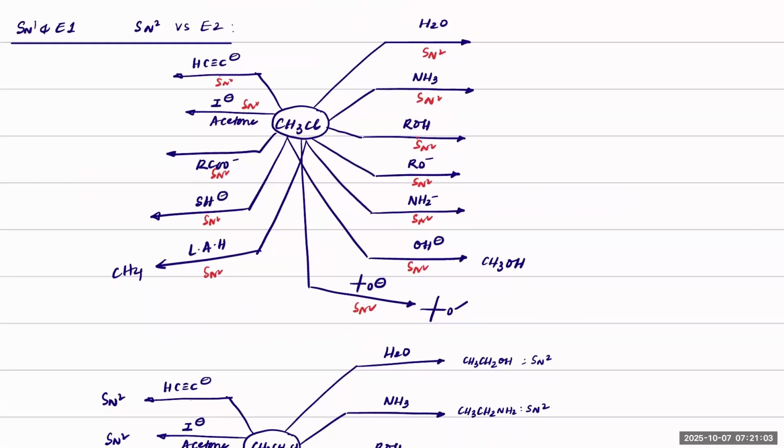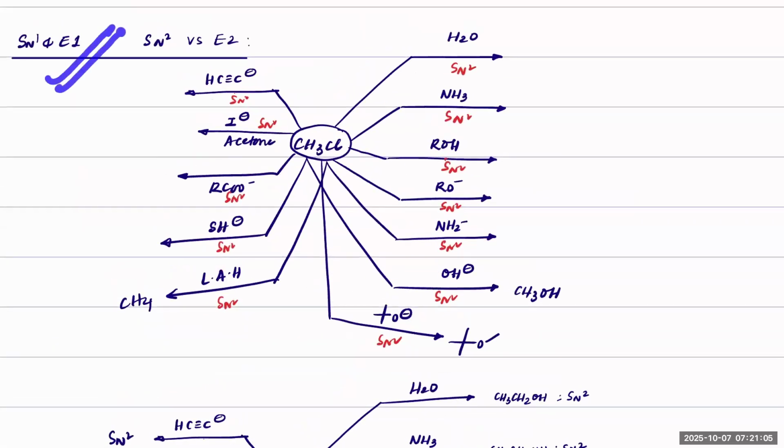Now, check out carefully. If you have SN1 and E1, which one should we go for? In which case should we go for SN2, and in which should we go for SN1, and so on. So first, let us see SN2 versus E2. If you have CH3Cl, there is no chance it can go for elimination because there is no beta carbon. Beta carbon ke bina we cannot have any elimination.